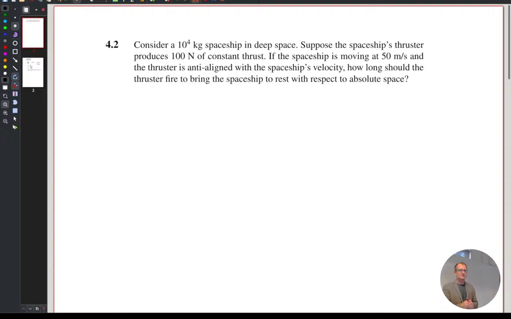Cool. Do our first problem. All right, we're in deep space, and there's a spaceship with 10,000 kilograms of mass. Its thruster is producing 100 newtons of force in the opposite direction, anti-aligned with our spaceship's vector. How long will we need to fire the thruster to bring the spaceship to rest within absolute space?